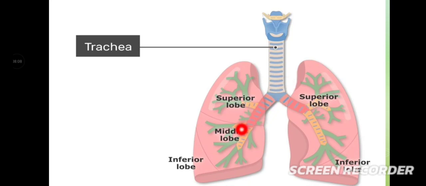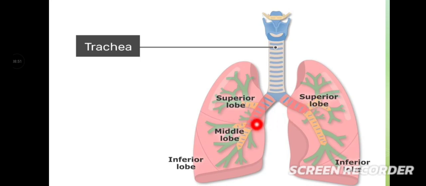At its bifurcation point, it forms the right primary bronchus and the left primary bronchus going into the different lobes of the lungs, like this. As you can see, as these primary bronchi enter the lungs, they form the secondary bronchi going into each lobe. One goes into the superior lobe, the other into the inferior lobe on the left side. Then on the right side, one goes into the superior lobe, the other into the middle lobe, the other into the inferior lobe. As you can see, the right lung has 3 lobes, whereas the left lung has 2 lobes.